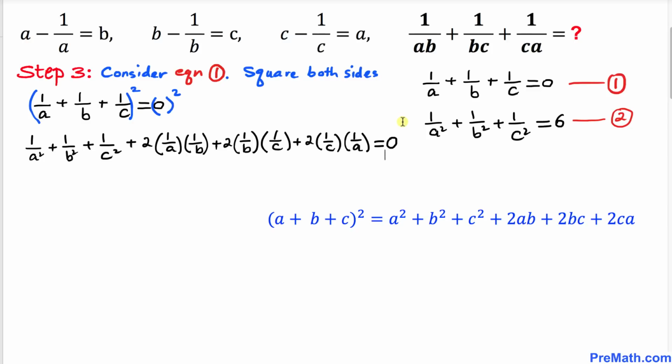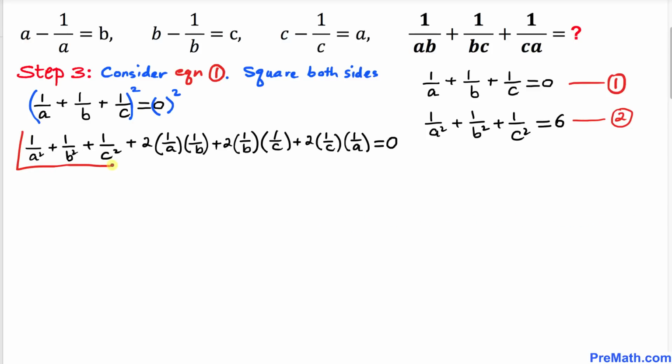The right hand side becomes 0. Now we can see that this part, 1 over A square plus 1 over B square plus 1 over C square, is equal to 6 from our equation 2. So I'm going to replace this by 6. On the other terms, we can see that 2 is in common, so we can factor that out as well. So this could be written as 6 plus 2 times 1 over AB plus 1 over BC plus 1 over CA equal to 0.